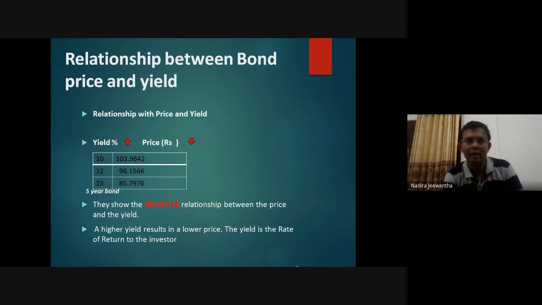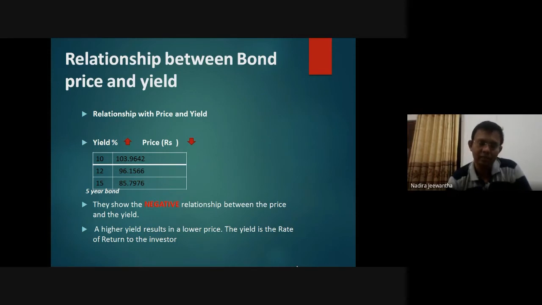So, an important relationship. Somebody was asking last week what's the relationship between coupon rate and the yield? The coupon rate and the yield. Now, are yield and the coupon rate two different things or the same thing? They are two different things. Yield is different, coupon is different. So what's the difference?